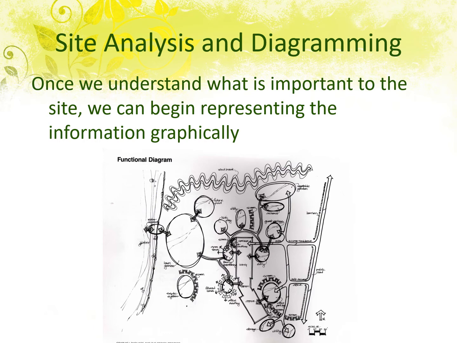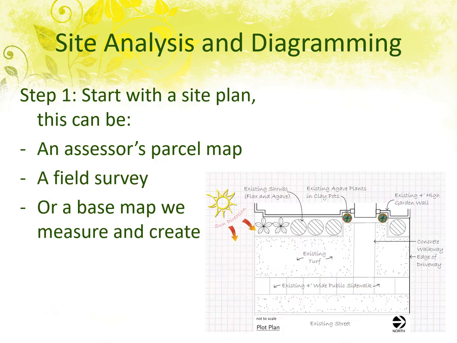So once we understand what's important to the site, we can start representing the information graphically. So we start doing these analysis bubble diagrams or functional diagrams, and they're also known as Lynch diagrams. We're going to start with a site plan. This can sometimes be an assessor's parcel map.